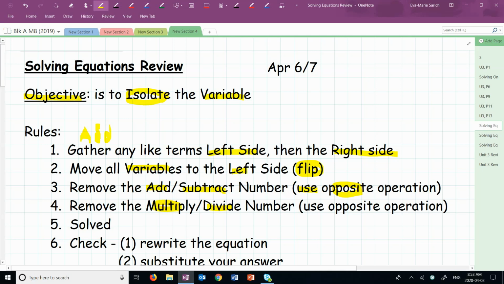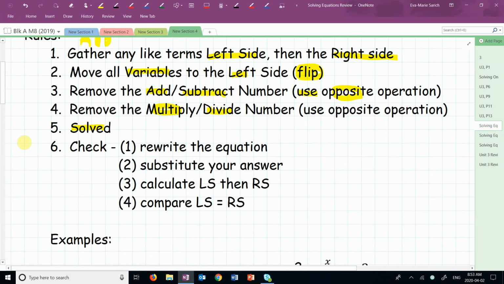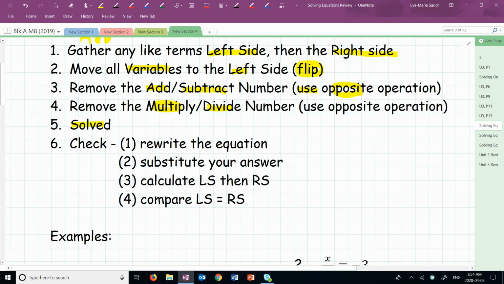Once we've done those 4 steps, it means we have solved the equation, and just like we did before the break, some of the equations I'm going to ask you to check. So quick run through on how to check. First step, rewrite the equation. Then take your answer and substitute it into the equation. You're going to calculate the left side, and then you're going to calculate the right side, and you need to compare. They should be equal if your answer was correct.